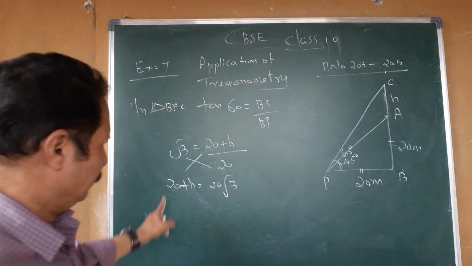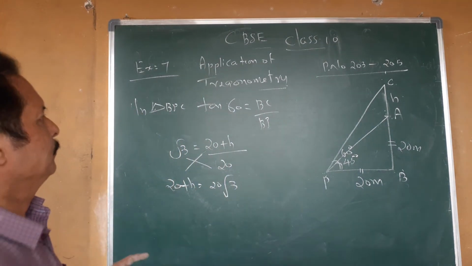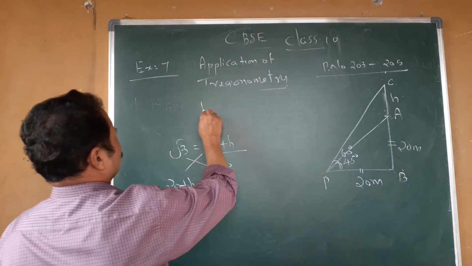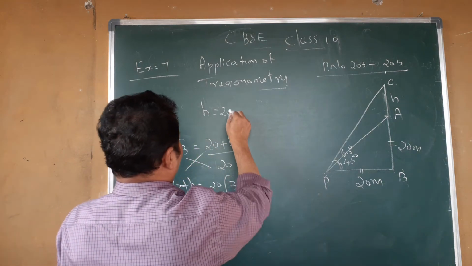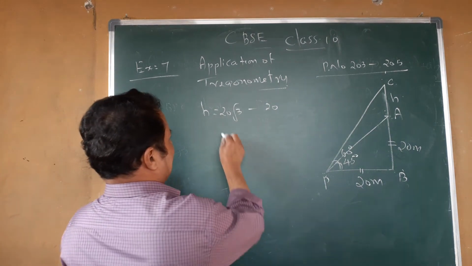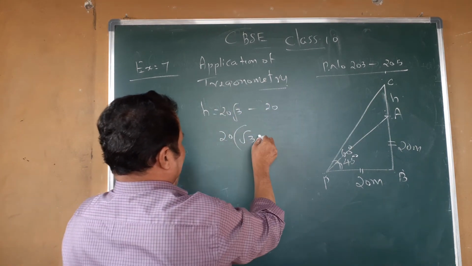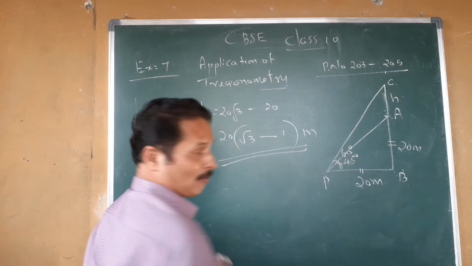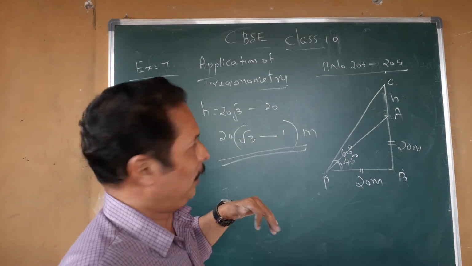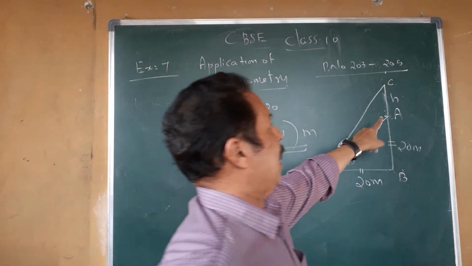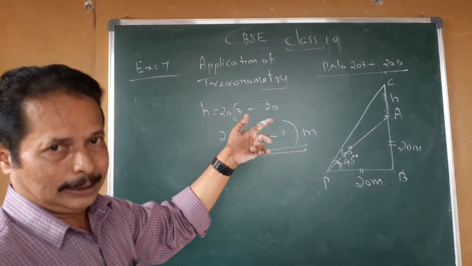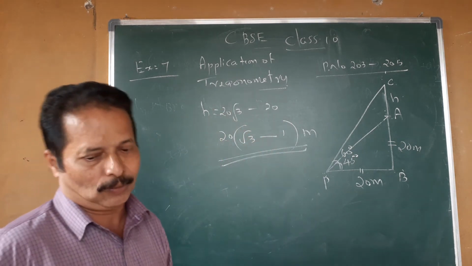The value of root 3 is not given. Look very carefully here. H is equal to 20 transferred to that side, 20 root 3 minus 20. So 20 is a common factor taken out, remaining root 3 minus 1. That is your final answer. It is not necessary to put the value of root 3 because it is not given. So the height of the tower equals 20 into root 3 minus 1.